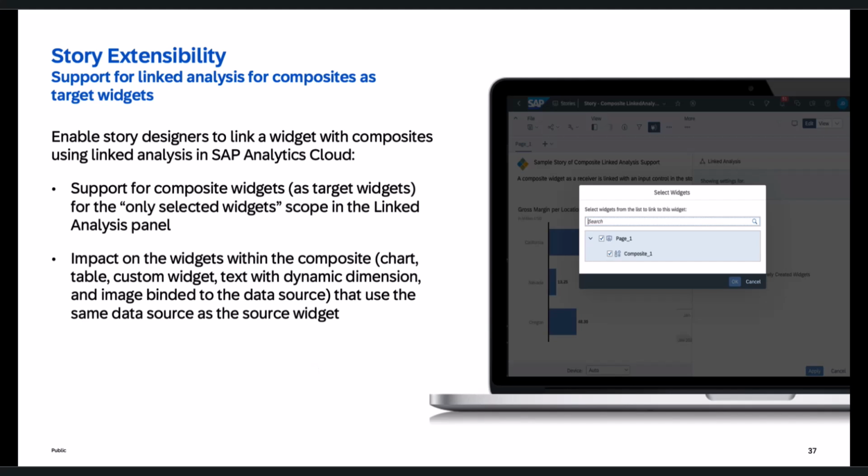And also for the composite, we also support linked analysis for the composite as target widget. We enable story designers to link a widget with composites using linked analysis in SAP Analytics Cloud. We support composite widgets as target widgets for the only selected widget scope in the linked analysis panel. That will have impact on the widgets within the composite, that's chart and a table, custom widget, text with dynamic dimension, and image bound to the data source that use the same data source as the source widget.